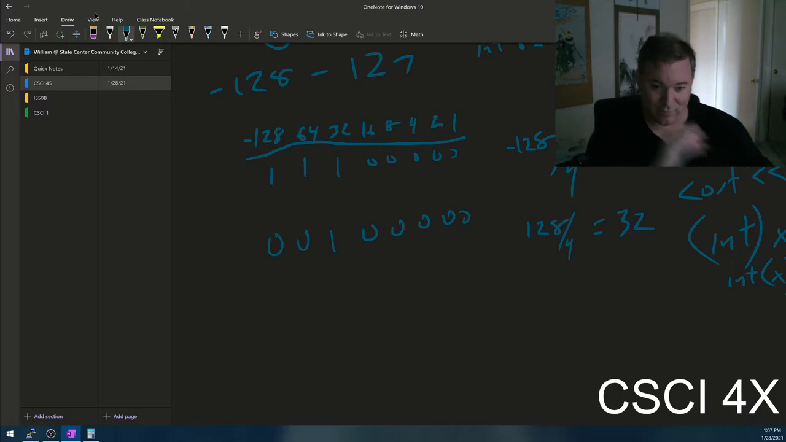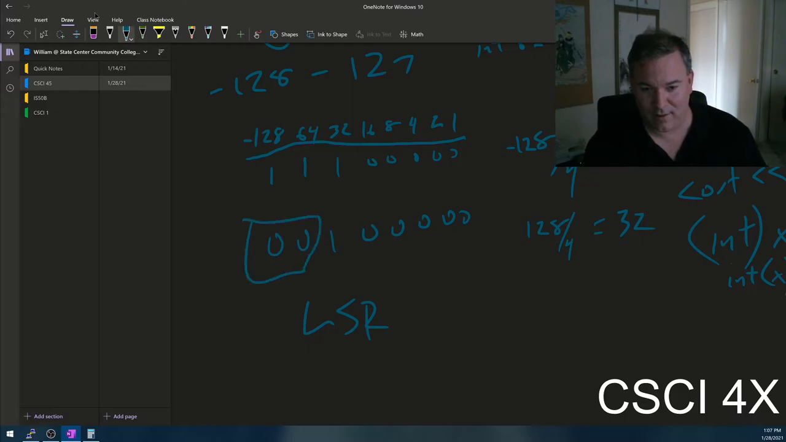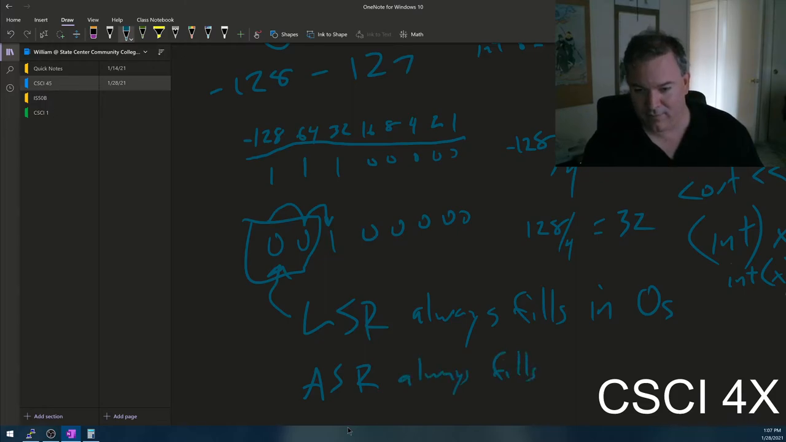See the difference? So if we started with 1000 and we right shifted, you need to know if that number is a signed number or an unsigned number. If it's an unsigned number, you just do what's called a logical shift right. A logical shift right always fills in zeros, right? So the one that was here marches 2 to the right to here, and it fills in zeros. If it's a signed number, you instead do arithmetic shift right, which always fills in, what do you guys think? The arithmetic shift right. Ones? Nope. It always fills in the high bit.